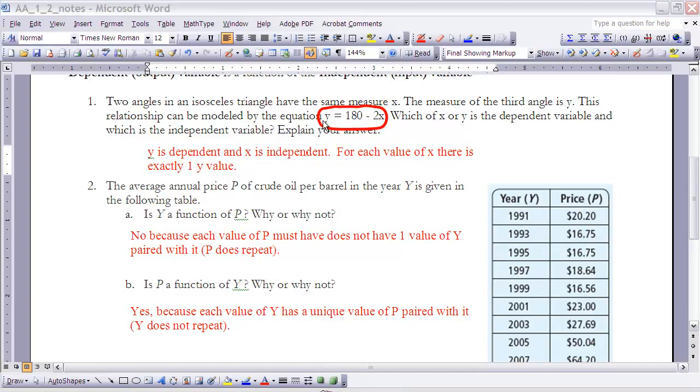X is the variable that y depends upon, therefore x is independent. Okay? So we can say that for each value of x, there's exactly one value of y. No matter what value I put in for x, that exact same y value will always come out. So for instance, if I put 2 in for x, no matter who does it, if they do the math behind it correctly, y is going to be 180 minus 4, 176. So this is a function where x is independent and y is dependent.